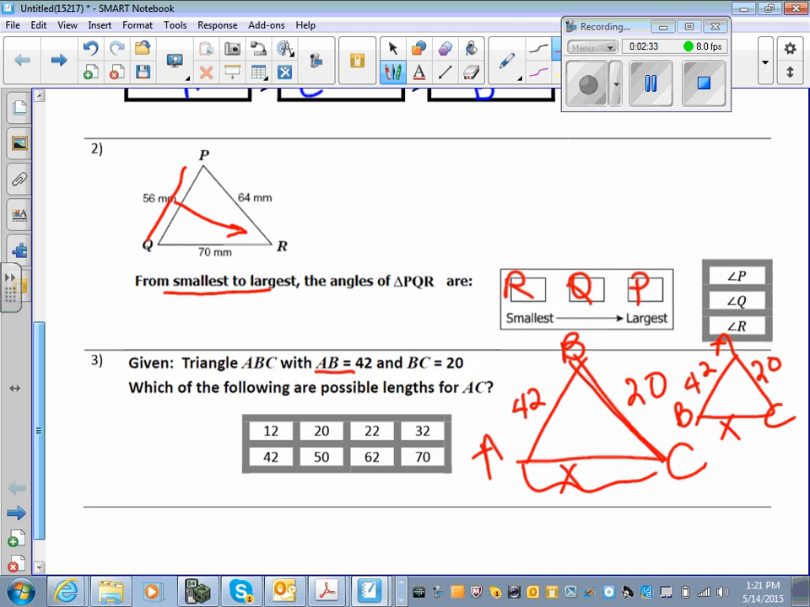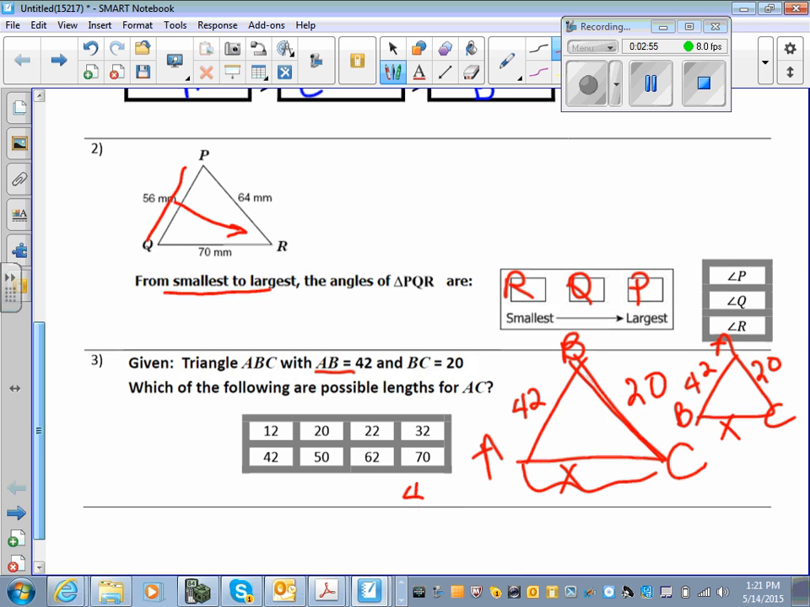So what do I need to do? No. Pythagorean theorem if it's a right triangle. They didn't tell you it's a right triangle. It's just a regular triangle. So what would be the possible length of the third side? You add and subtract. Come on, guys.